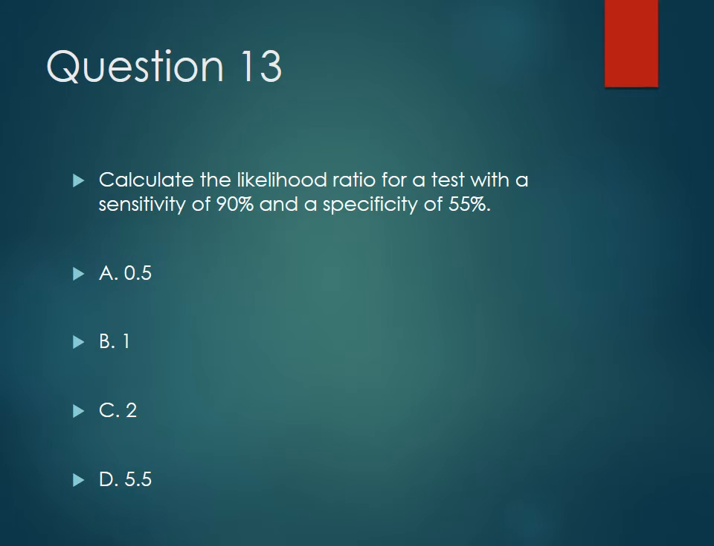Looking at this one, I'm actually not going to make you do a calculation like this, but this is a good example. How would I calculate the likelihood ratio for a test with a sensitivity of 90% and a specificity of 55%? Can anyone tell me how to calculate that? 90 over 1 minus 55. Perfect. Sensitivity over 1 minus specificity. And what does that come out to be roughly? 2. Yep. So the likelihood ratio here would be 2. 90 divided by 45.